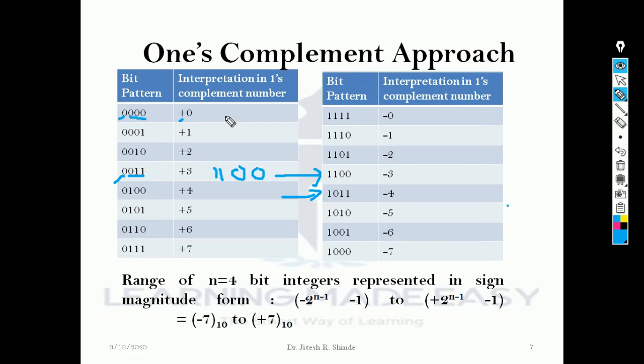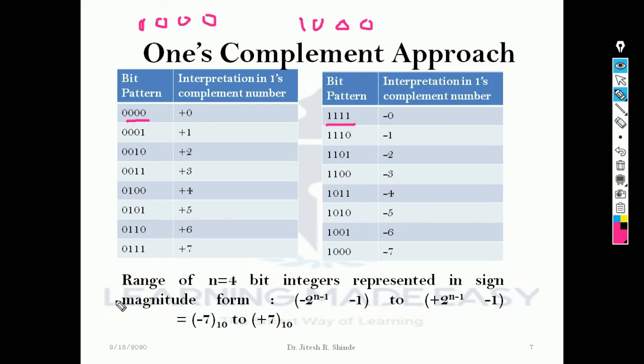Moreover, from this table we can see that for 0 there are two representation formats: one is 0, 0, 0 and another is 1, 1, 1. In the sign magnitude approach there were also two representation formats, 0, 0, 0 and 1, 0, 0. This creates ambiguity while designing an application or any circuitry. The same drawback is also observed in the one's complement approach.